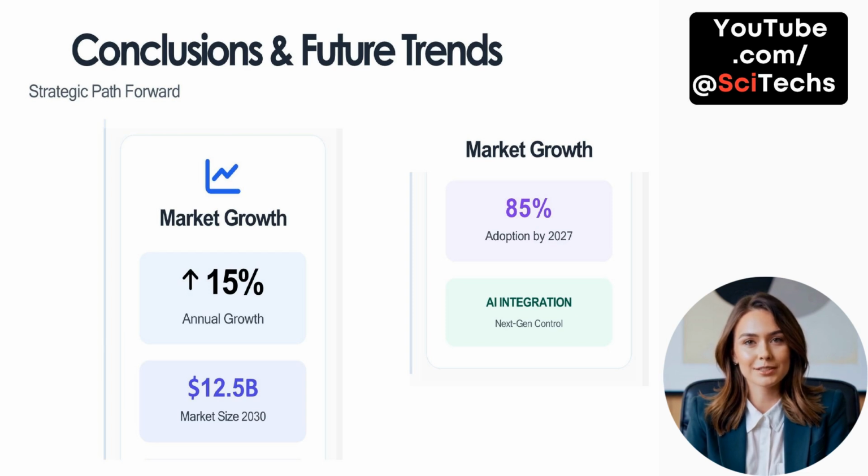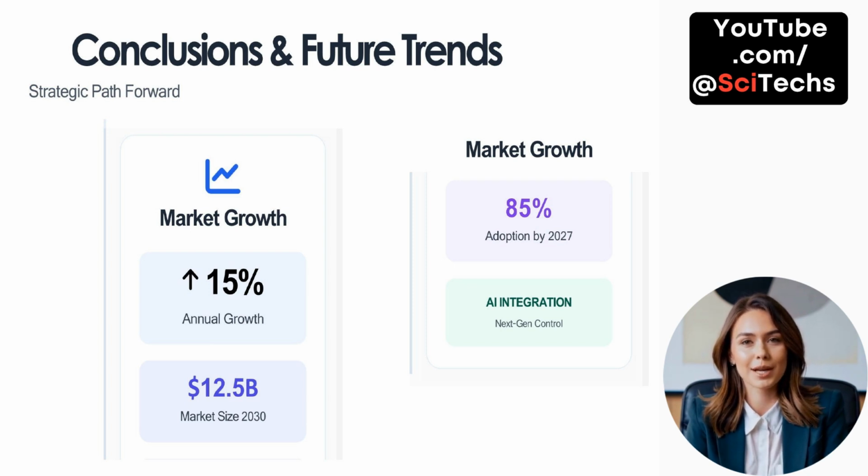Conclusions and future trends. Market growth. The semiconductor processing market is on a fast track to expansion, with annual growth projected at 15%. By 2030, the global market size is expected to reach an impressive $12.5 billion, reflecting the increasing demand for high-performance chips in applications like AI, automotive electronics, 5G, and beyond. This growth is driven by innovations in processing techniques, improved material utilization, and demand for advanced nodes.